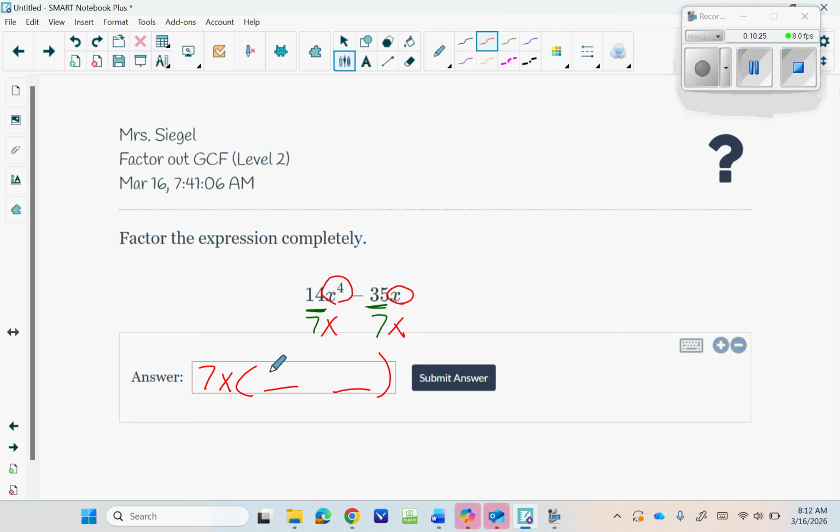And let's see, 14 divided by 7 is 2. I have 4 x's on top and 1 x on bottom, so that's going to be an x to the 3rd. And then minus, let's see, negative 35 divided by 7 is negative 5, so minus 5, and then those x's cancel out. So it's just 7x times 2x to the 3rd minus 5. And guys, that's it. That's all we're doing today.